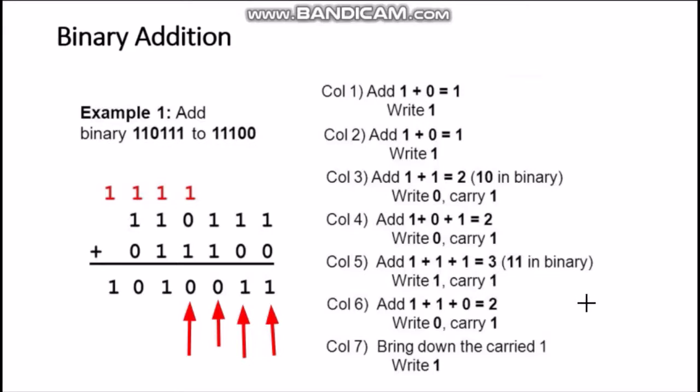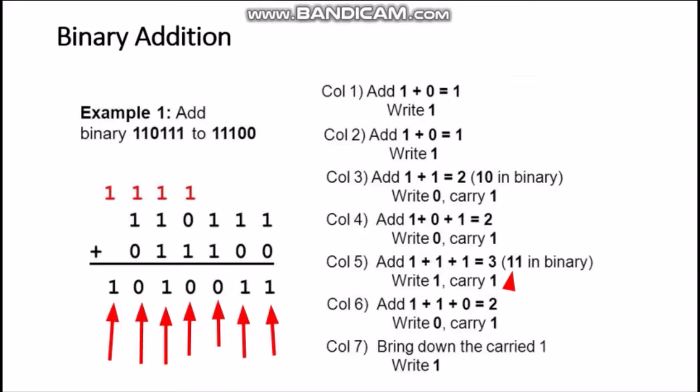Now what is the binary equivalent of 3? Binary equivalent of 3 is 1 1. See here, 1 1 here, right? So you will write 1 here, and again 1 is carried. In the next column again you have to add 1 plus 1, that is 2. So 0 you will write here. 1 is carried away. Then 1 plus 0 will become 1. Then you will write 1 here.